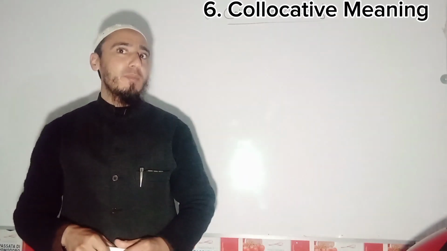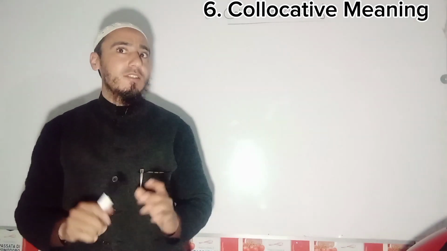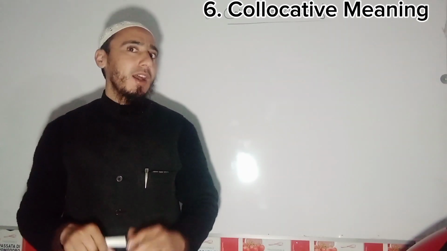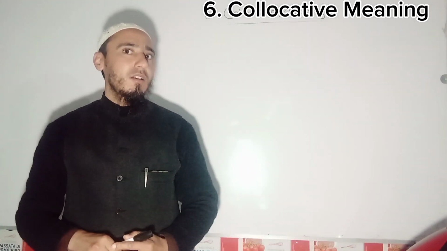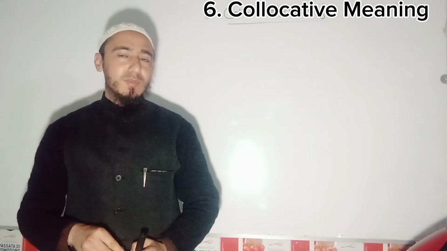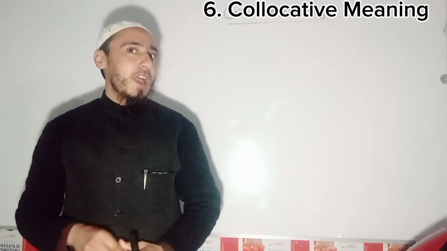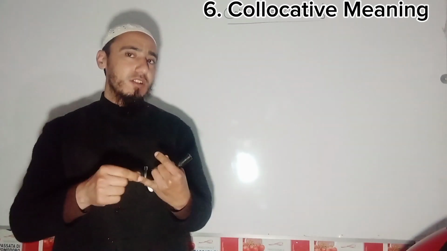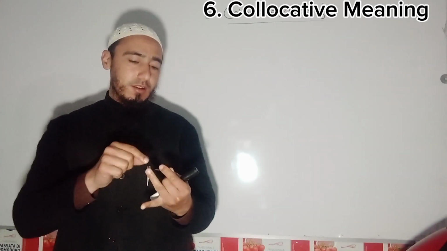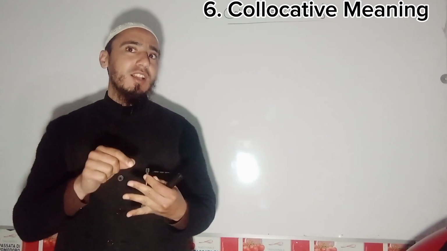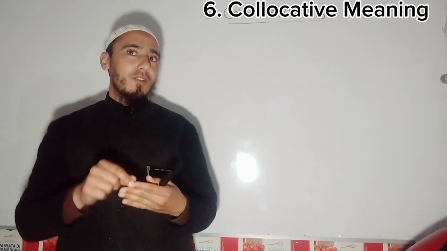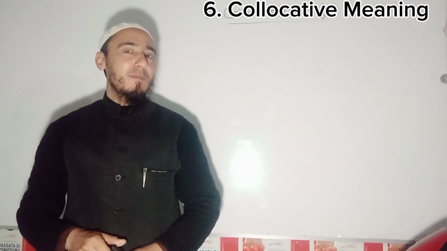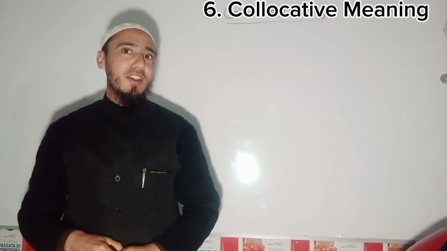Listeners and audience, if you remember, we also discussed 7 types of meanings. Of those 7 types, I discussed in detail, along with examples, 5 types. The first one I told you about was conceptual meaning, secondly associative meaning, thirdly social meaning, fourth affective meaning, and the fifth one was reflected meaning.